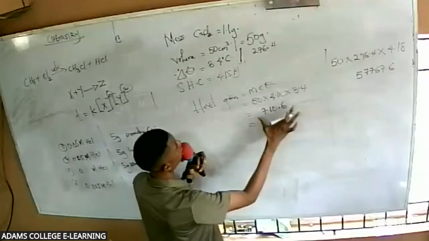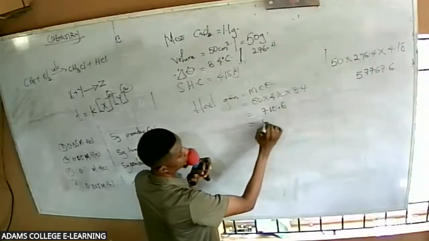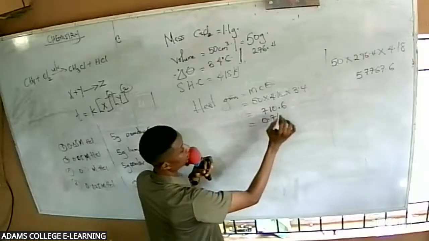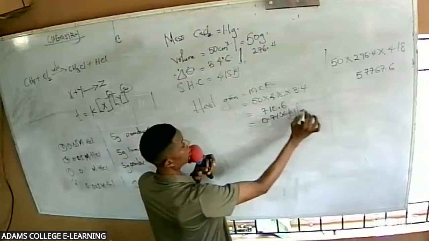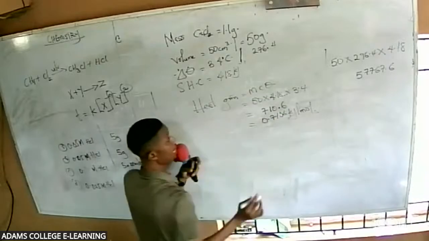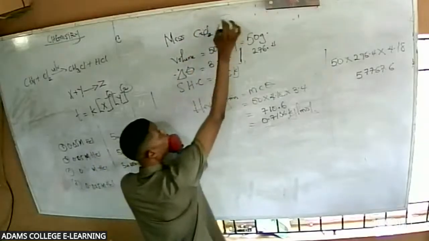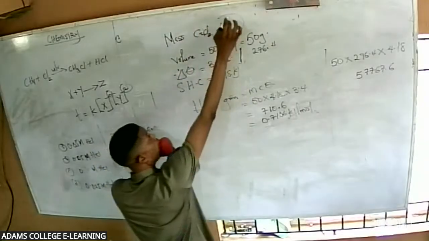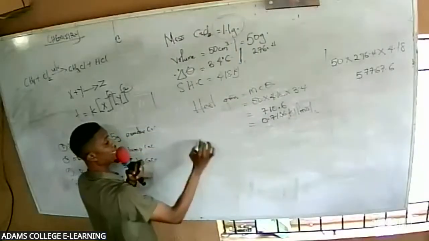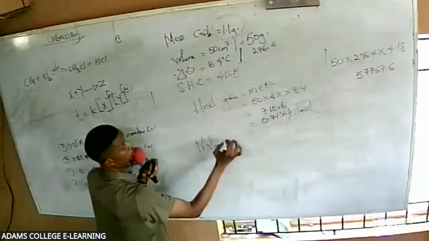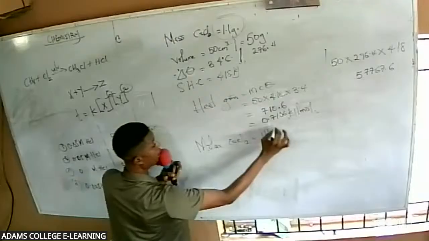Is this in kilojoules already? So we convert, and that will give us 0.716, that is 0.7 kilojoules per mole. Now, this value is released by 1.1 gram. Understand that 1.1 gram is what released this. Now, what is the molar mass of CaCl2? The molar mass of CaCl2 is 111 gram per mole.